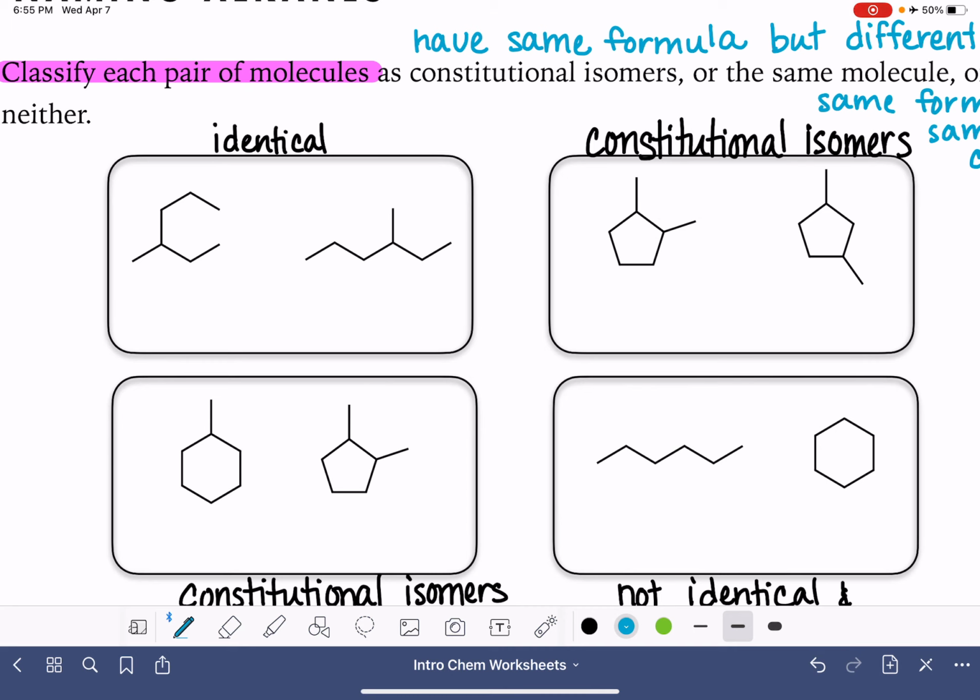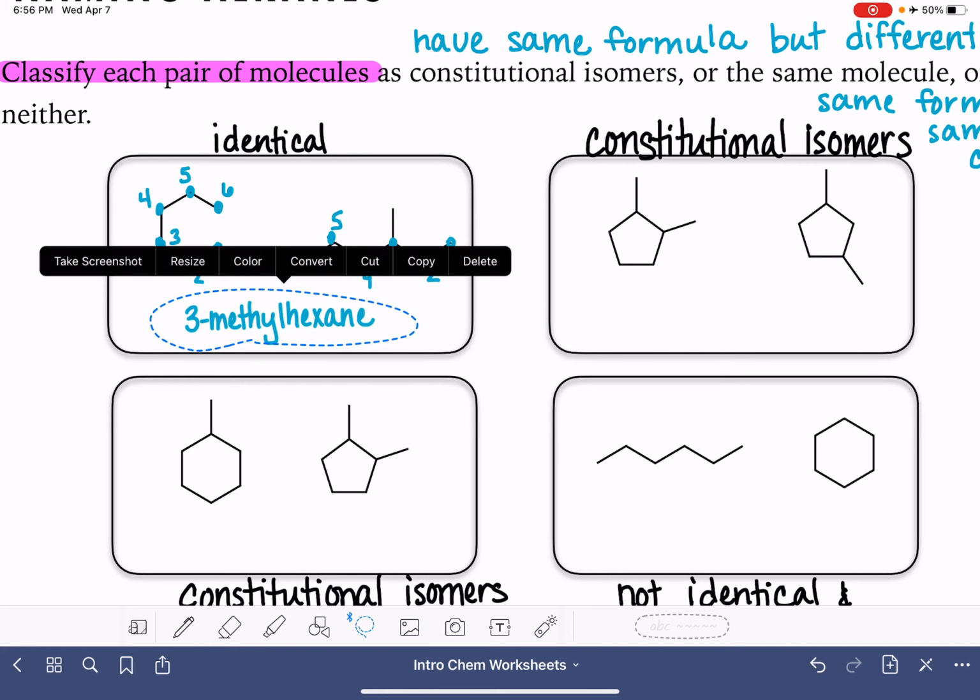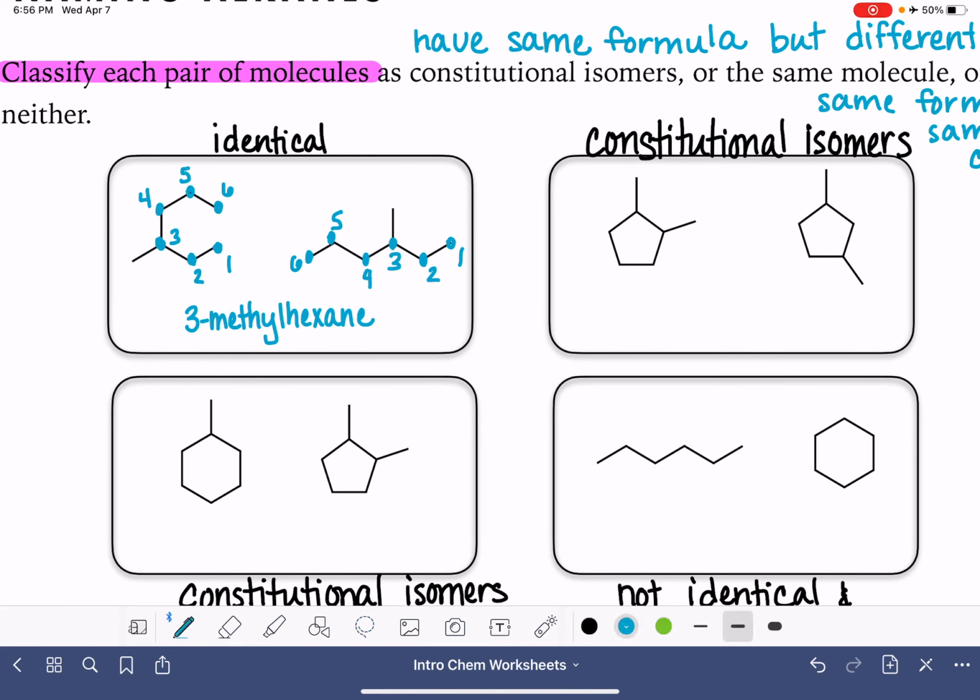So for this first set of molecules, these molecules are identical to each other, which means that they should have the exact same name. For 2 identical molecules, they should have an identical name. This first one that I've come up with, I have a methyl on carbon number 3, so this is 3-methylhexane. And over here, like I said, this better be an identical name. 1, 2, 3, 4, 5, 6, also 3-methylhexane. I'm just going to move that name in the middle. They both have the same name.